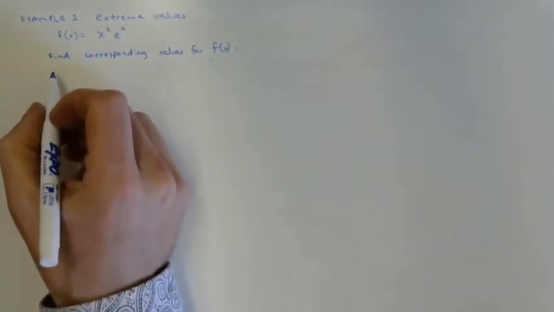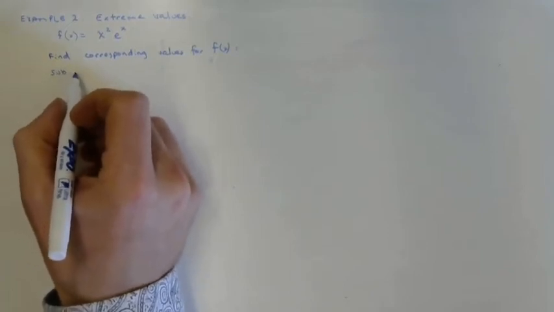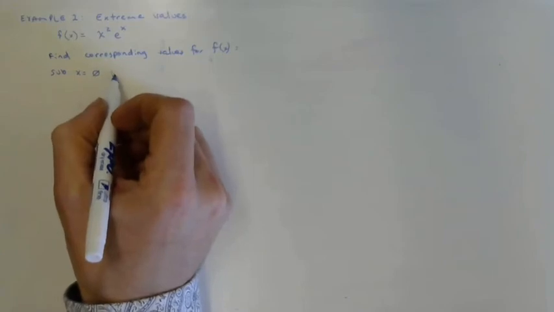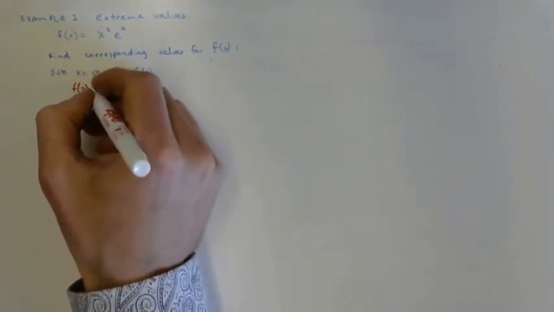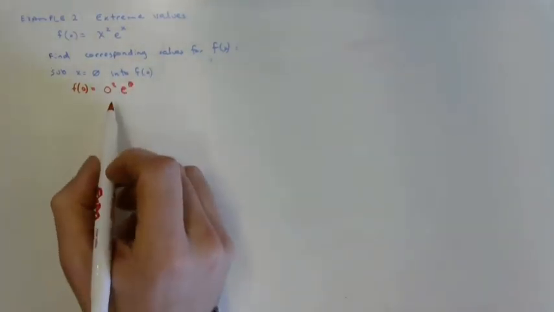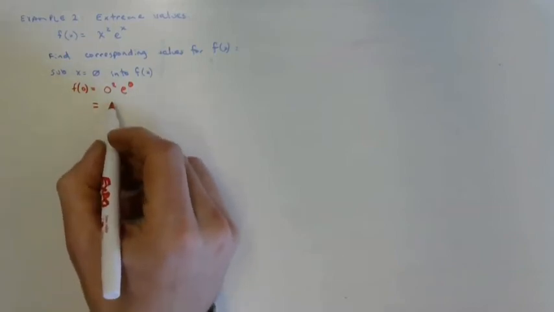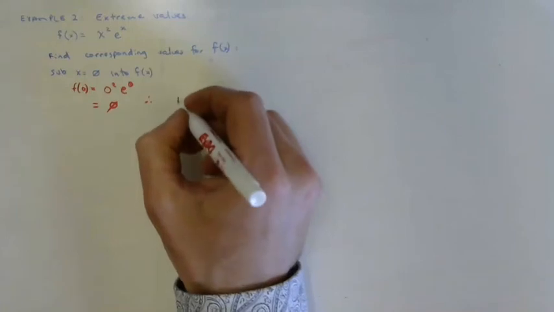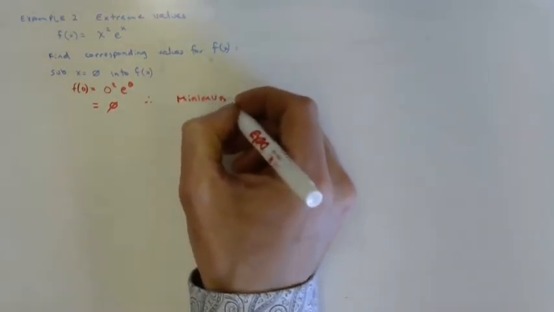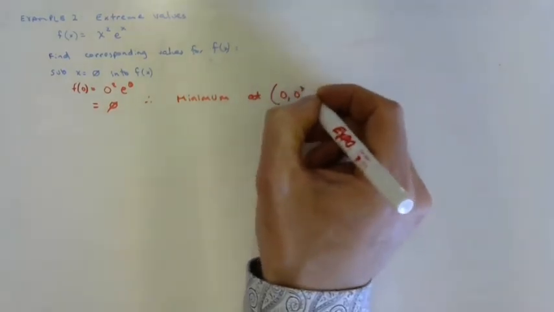So let's plug in our minimum first. We'll sub x equals 0 into f of x. We get f of 0 equals 0 squared times e to the power of 0. I don't care what e to the power of 0 is, it's 1, but it doesn't matter because I have 0 squared, which is 0, so this is 0. Therefore, we have a minimum at 0, 0.